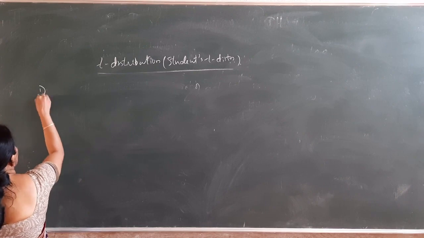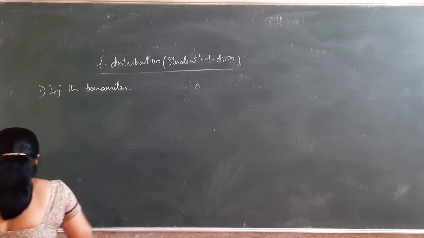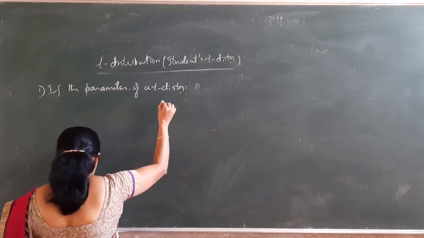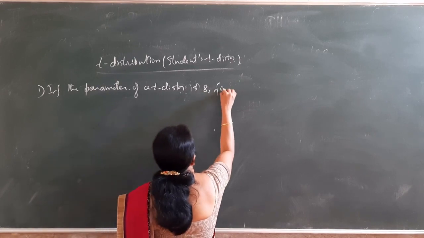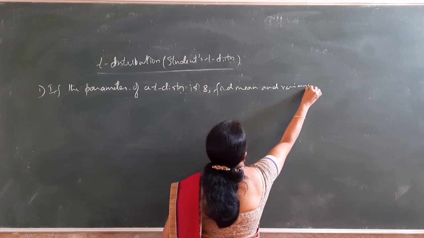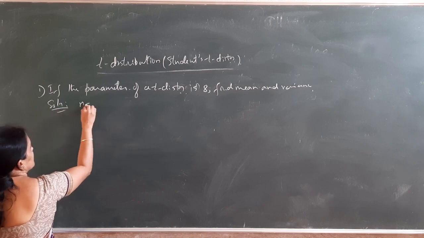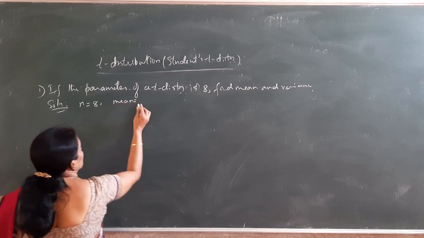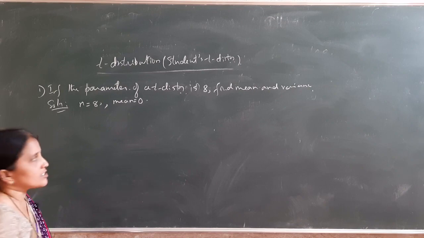First one: if the parameter of a t distribution is 8, find mean and variance. Now what is given here? The parameter of a t distribution. What is the parameter? That is n. So given n is equal to 8. What is the mean? Mean equal to 0. Mean is not depending on the parameter. It is always 0 in a t distribution.